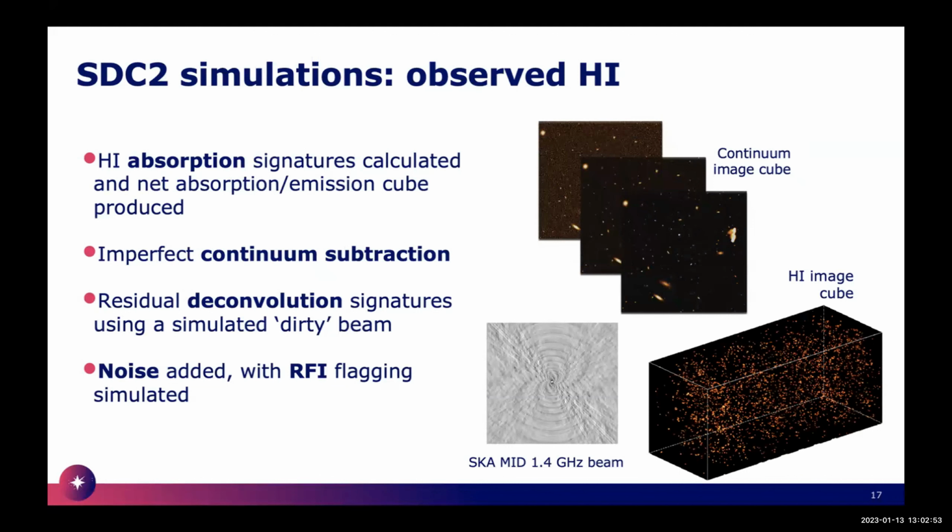So before doing that, we needed to add H1 absorption signatures calculated using an absorption and emission cube. We needed to add some imperfect continuum subtraction to make the simulation more realistic. And also we needed to add some residual deconvolution signatures, again, to make the cube more realistic. And we added noise, and we also simulated some RFI flagging.